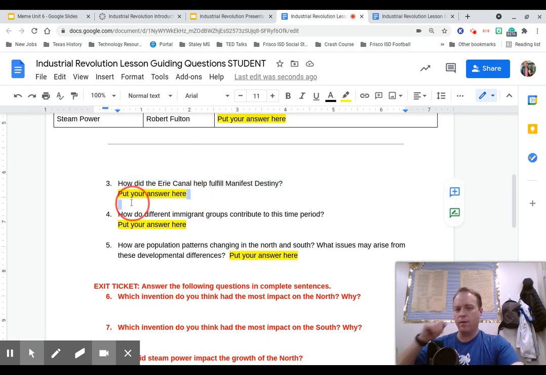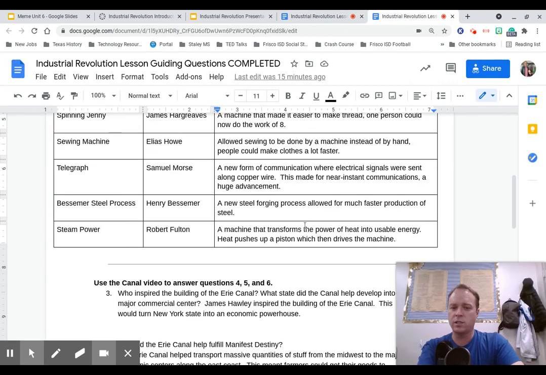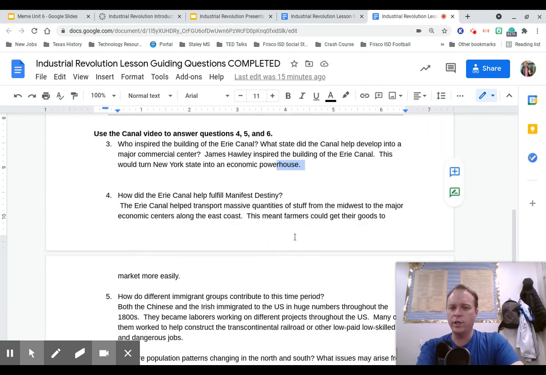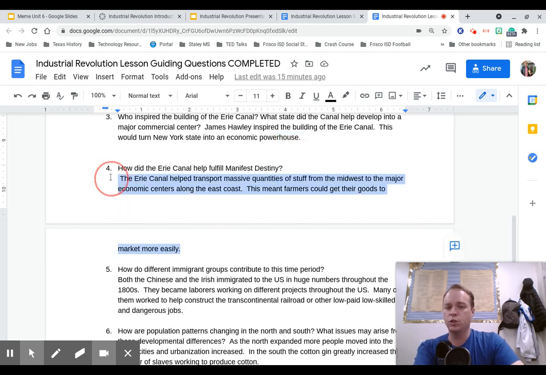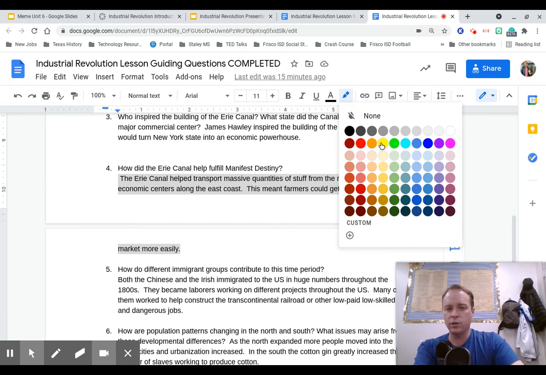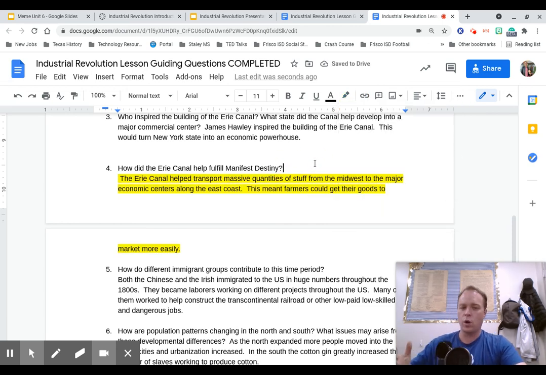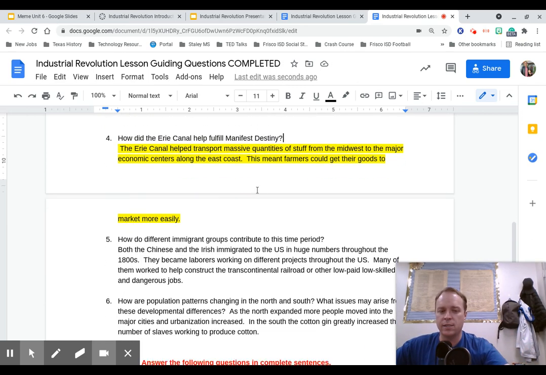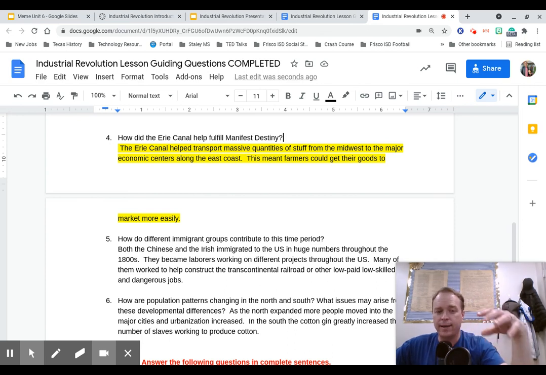How did the Erie Canal help fulfill manifest destiny? So I answered this just a second ago, and what the Erie Canal is going to do is help transport massive quantities of stuff from the Midwest into New York and other markets much more easily. So this transformation is going to mean that New York State becomes a really important manufacturing zone for the United States. Essentially, the Erie Canal is a waterway that is built from the Midwest to New York. They dug out the ground, filled it with water, and then transportation ships are able to float along there from one end to the other to bring goods to market.